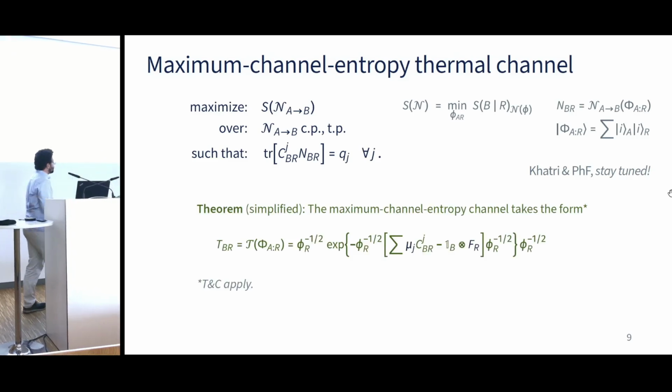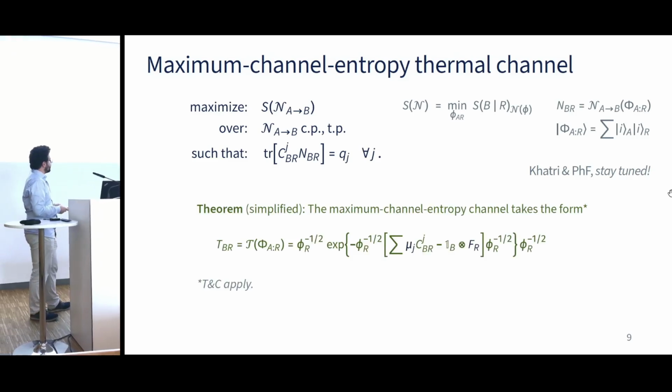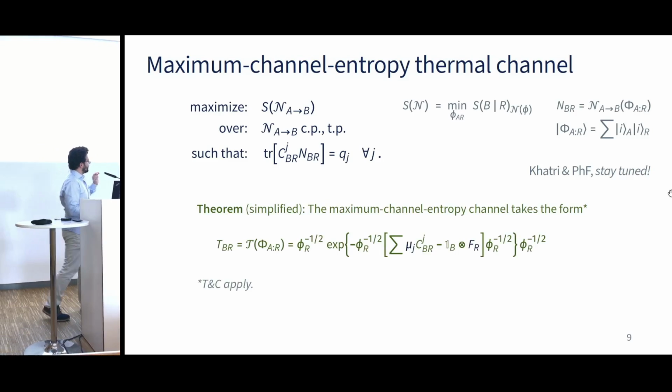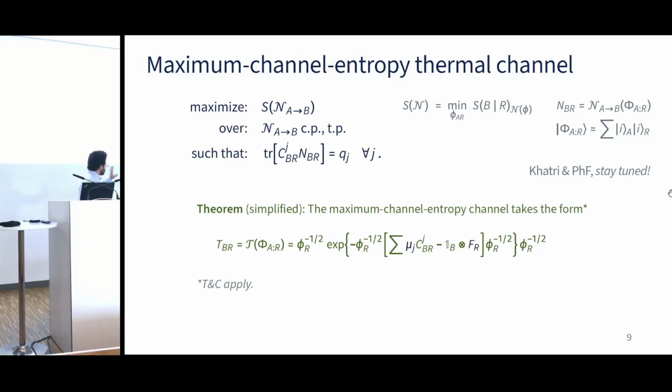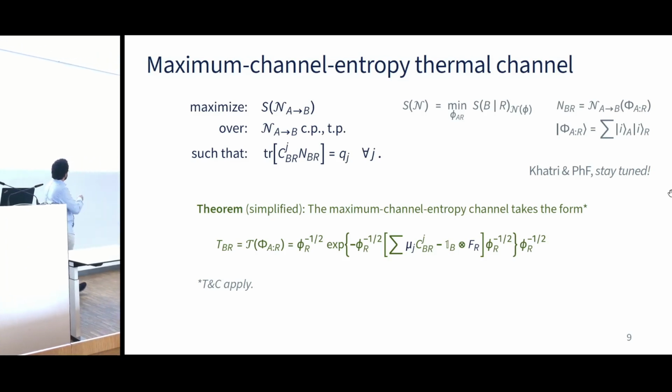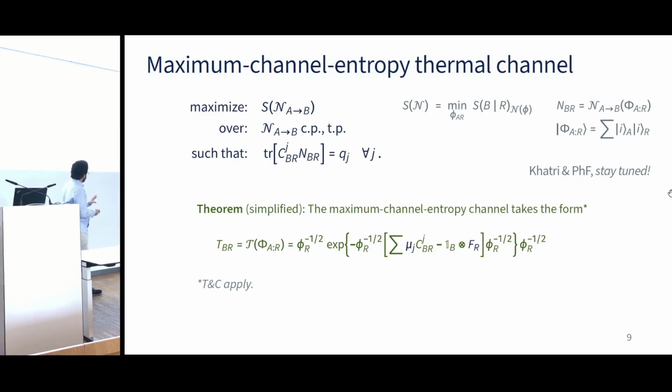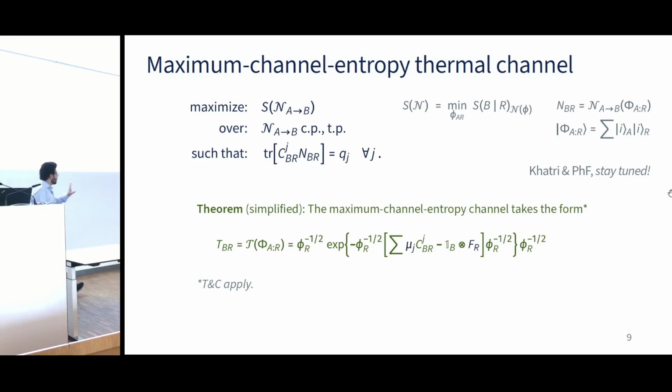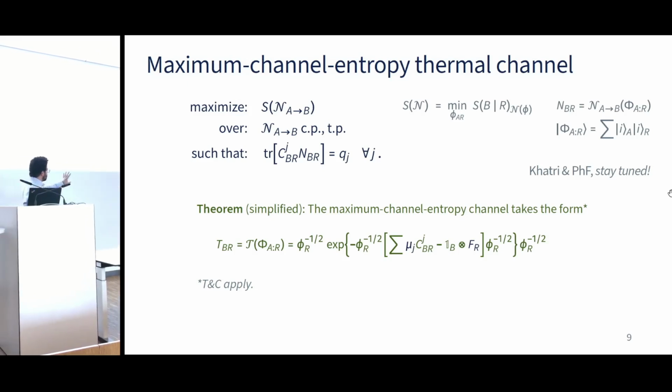All right, so the first result that I wanted to show to you today is a theorem that tells you what the structure of the optimal channel in this problem is. And I'm going to straight away caveat this, that there's a lot of fine print that I'm not showing you here. So this is generally the picture that you could have in mind.